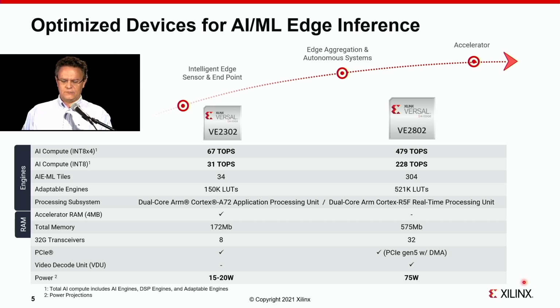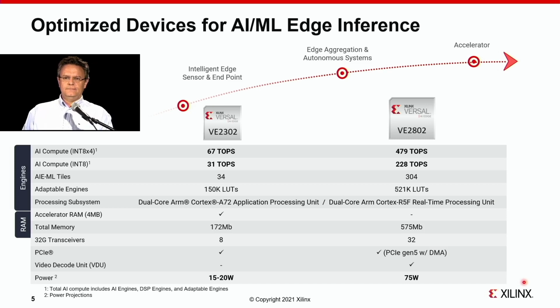As you can see, the smaller device is targeting somewhere in the range of 15 to 20 watts, while the mid-range device, the VE2802, is aiming at the 75 watts use case. As you can see, the number of AI/ML tiles can range from tens of tiles to hundreds of tiles. In addition, you can find the Xilinx programmable logic optimized for 7 nanometers and the A72s and all the ARM-based processor subsystem that is present in the Versal family.